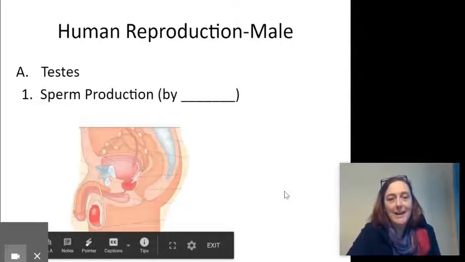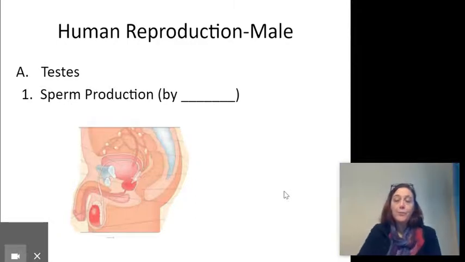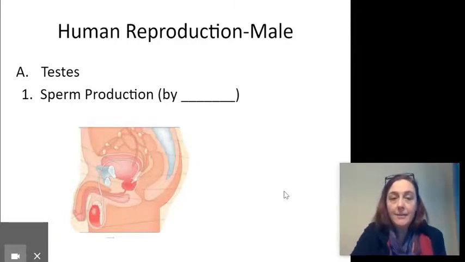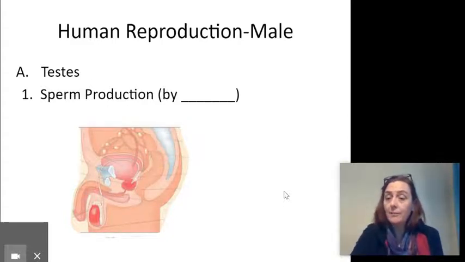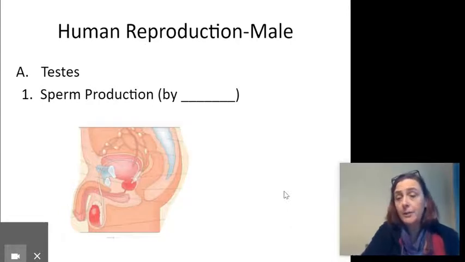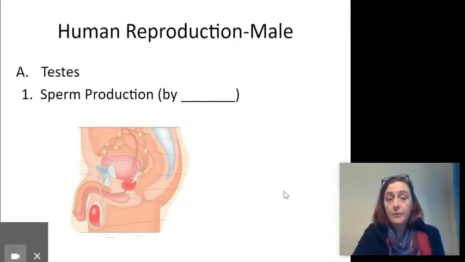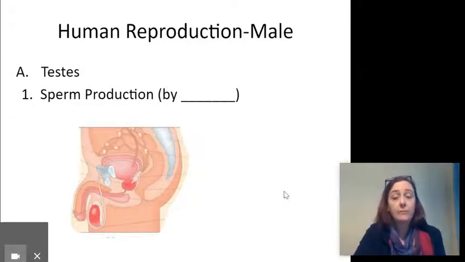Hi, everybody. We are going to continue with our notes for human reproduction. Last time we looked at the diagrams themselves and I talked about the functions, but at this point we're just going to get it written down. If you are able to print out the hard copy of the notes, this is a good time to write in the answers as we go, because as I've explained, writing it will help you remember.